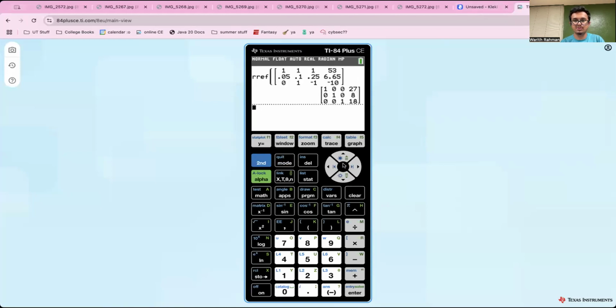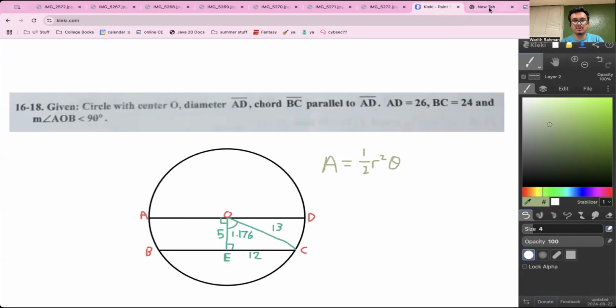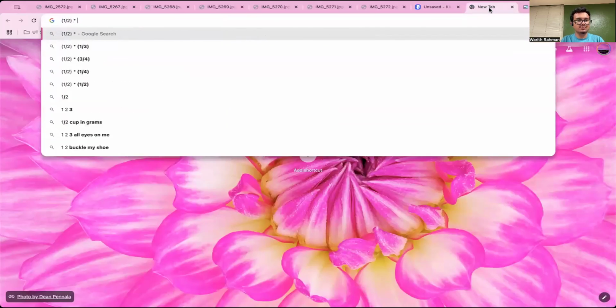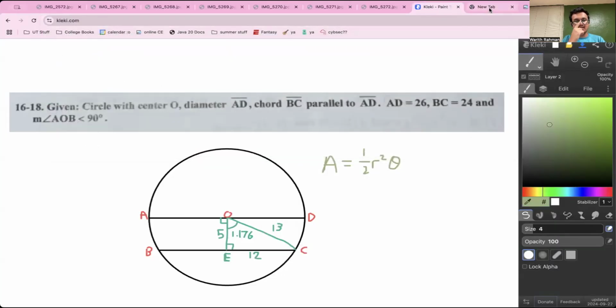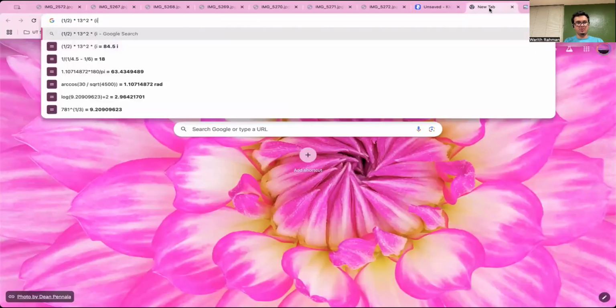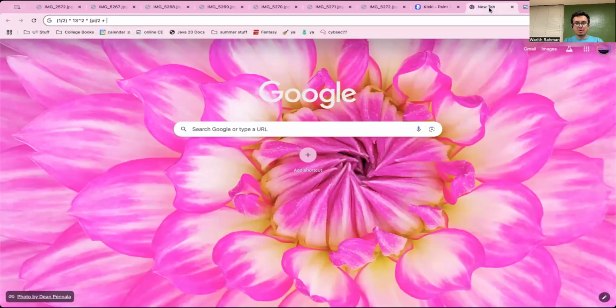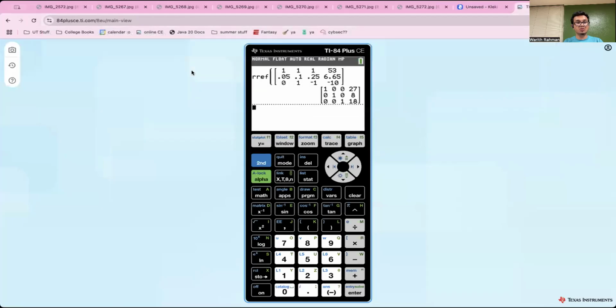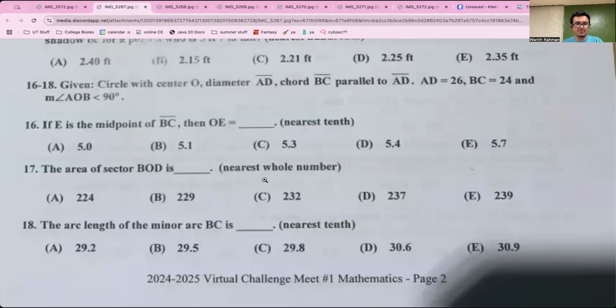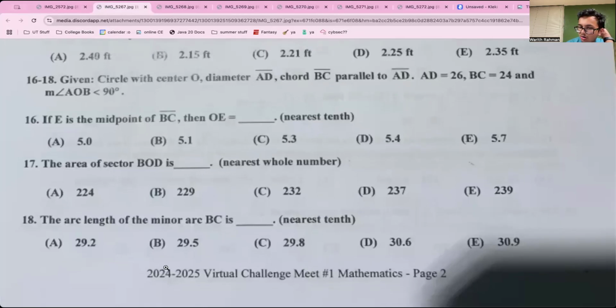So what we do is we have 1/2. Actually, I'm going to do this on the calculator. So we have 1/2 times r squared. R squared we know is 13 squared times theta. In this case, we know 90 degrees is pi over 2 radians plus the 1.176 that we just found. Equal to 232. I just realized y'all can see my bookmarks, but there's nothing embarrassing on there. Okay, 232. Yep, right there. C, 17C. Perfect.